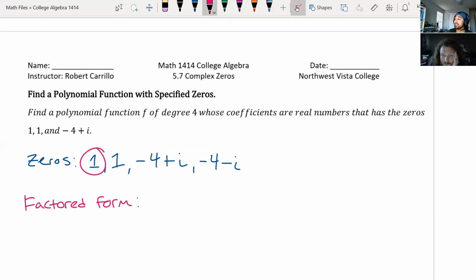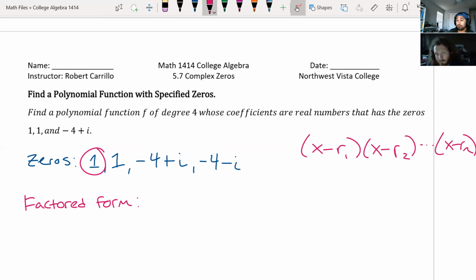How can I rewrite my zero of 1 as a linear factor? Remember, we're going for this form, x minus r1, x minus r2, till we get to the last zero. So how would we write 1? It's x minus 1. That's it, x minus 1, which means now you have to write this one as x minus 1.